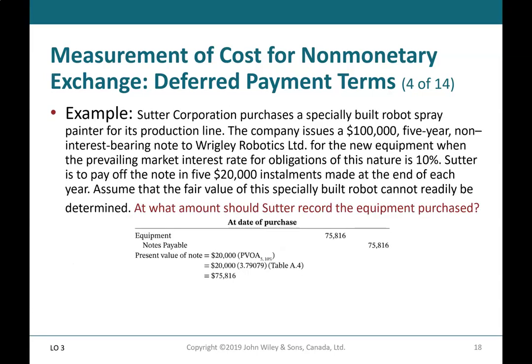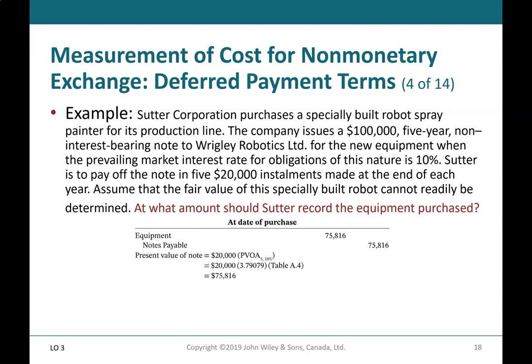Measurement of cost for non-monetary exchange, deferred payment terms, 4 of 14. Example: Sutter Corporation purchases a specially built robot spray painter for its production line. The company issues a $100,000 5-year non-interest-bearing note to Wrigley Robotics Ltd. for the new equipment when the prevailing market interest rate for obligations of this nature is 10%. Sutter is to pay off the note in 5 $20,000 installments, made at the end of each year.